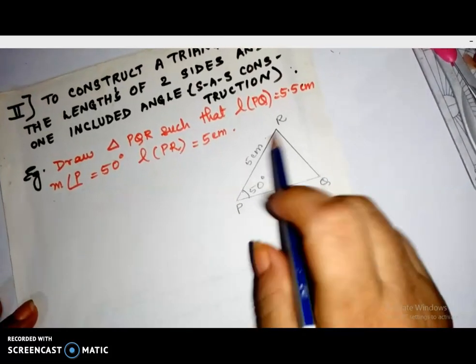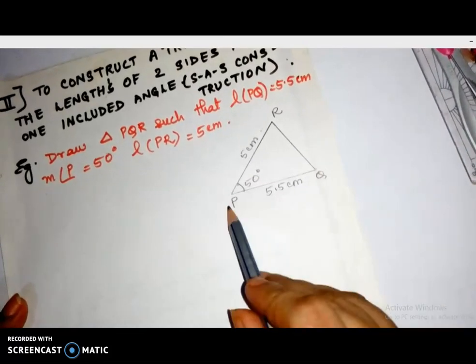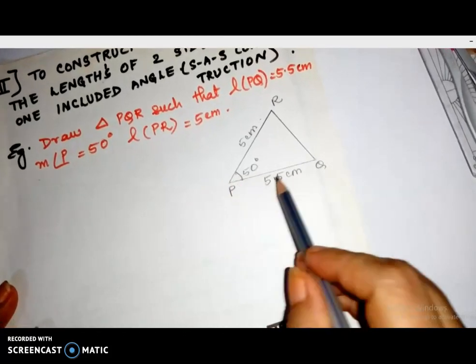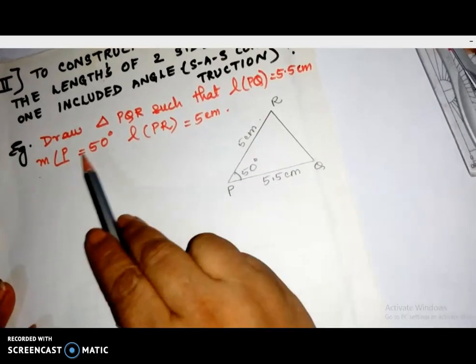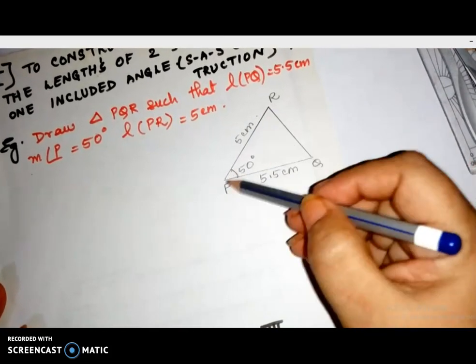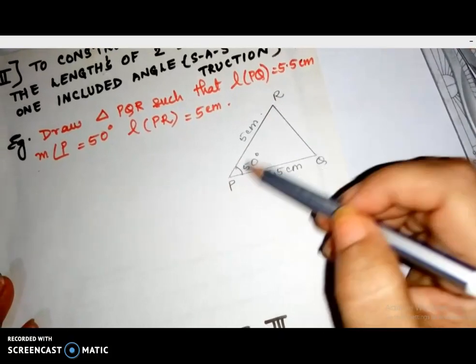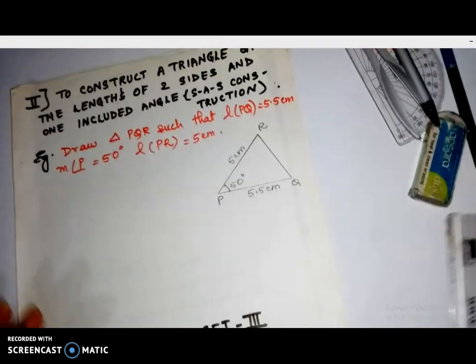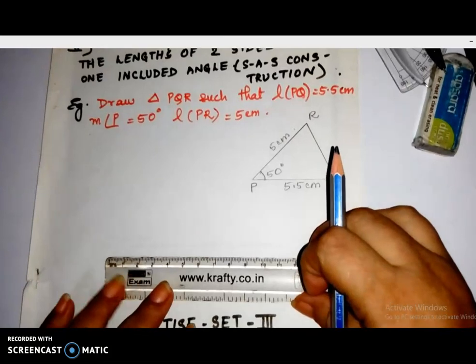So now we'll take the base as PQ, 5.5 centimeter. Since we have to measure the angle from P, that is why we have taken PQ as the base. Now P angle is 50 degrees, so it is an acute angle, and here PR is 5 centimeter. So this is the rough figure. Now we will proceed to draw the fair one. We will take the base PQ 5.5 centimeter.